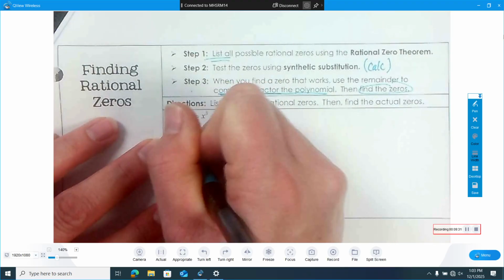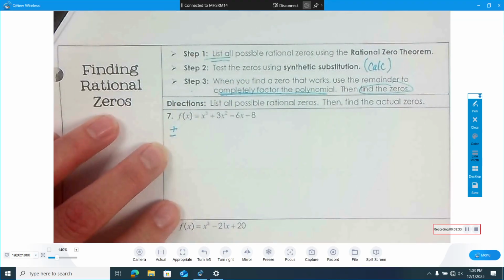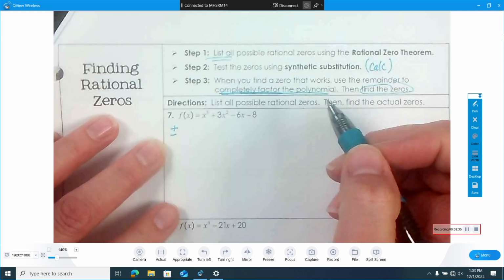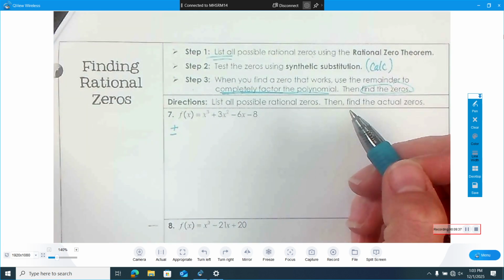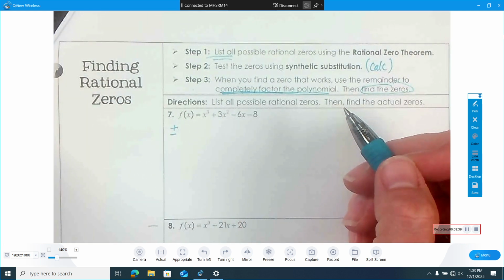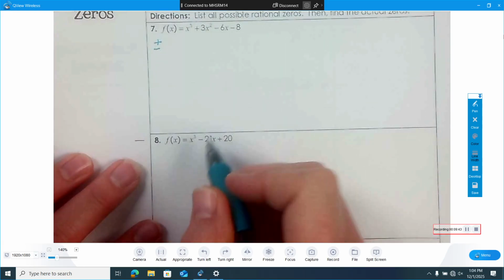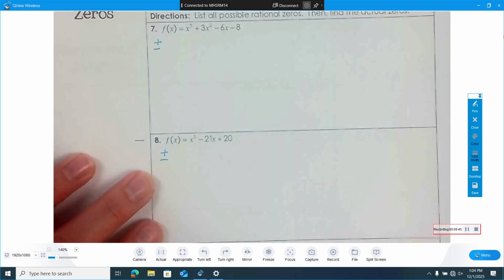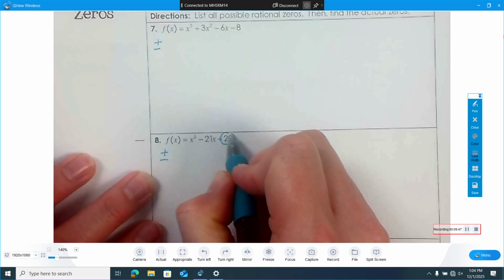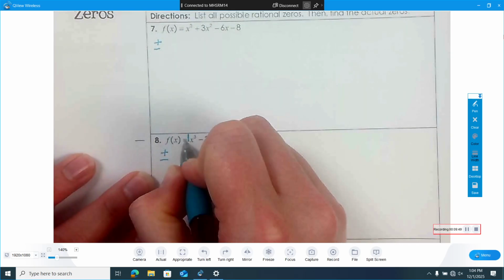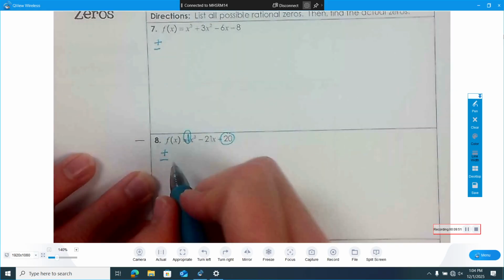So first, I'm going to generate my little list. I did not want to do this one. Let's not do this one. I don't want to do the first one. I wanted to do number 8. Let's look at number 8. Number 8, we're going to generate our little list here. My constant term is 20, and my leading coefficient is 1. So I want to generate my list.